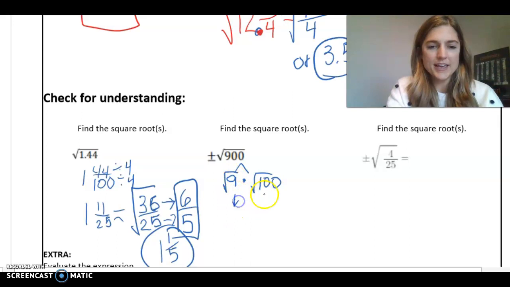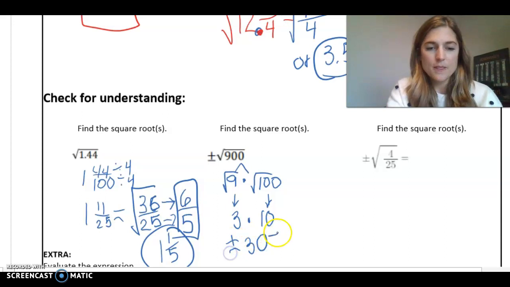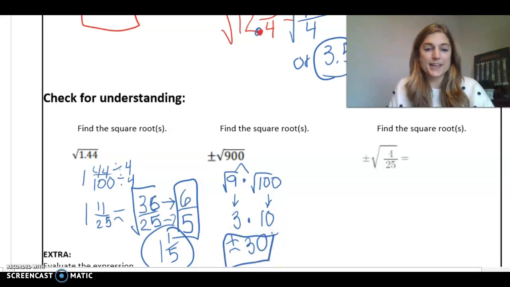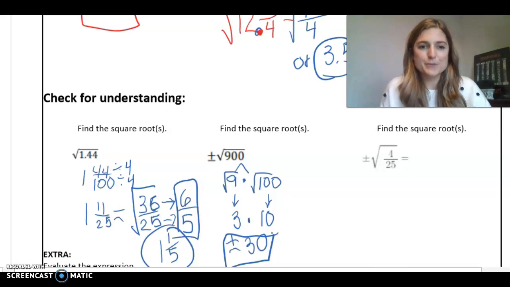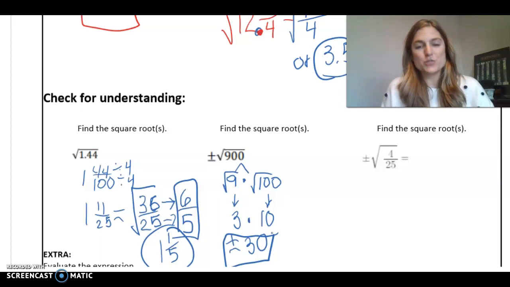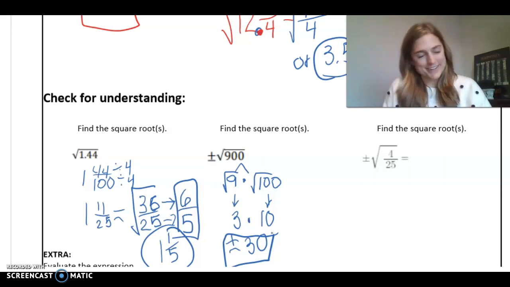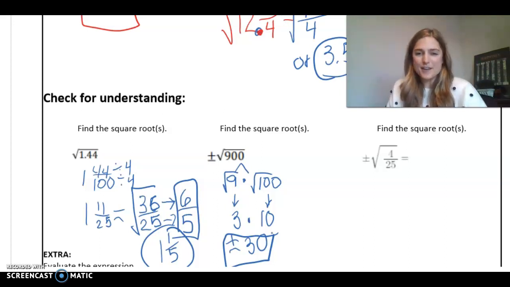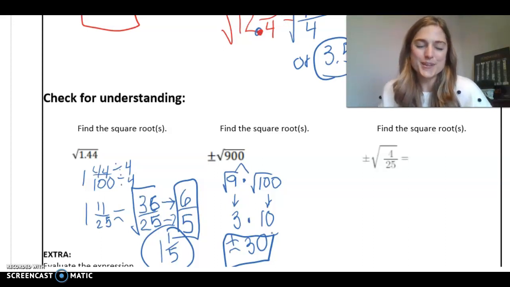Then you can simplify it. Square root of 9 is 3. Square root of 100 is 10. So I know at the end that the plus or minus square root of 900 is plus or minus 30, which would be positive 30 and negative 30. I keep saying that wrong. So just kind of, instead of going to Google, which you guys love to do, give that a shot.